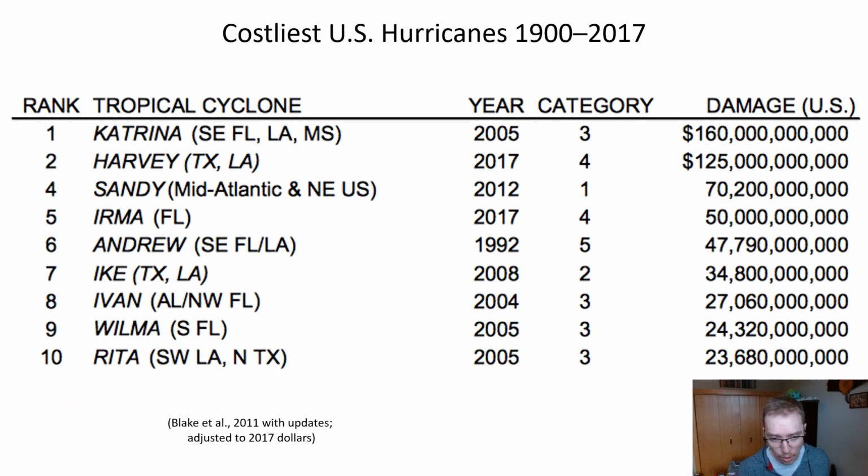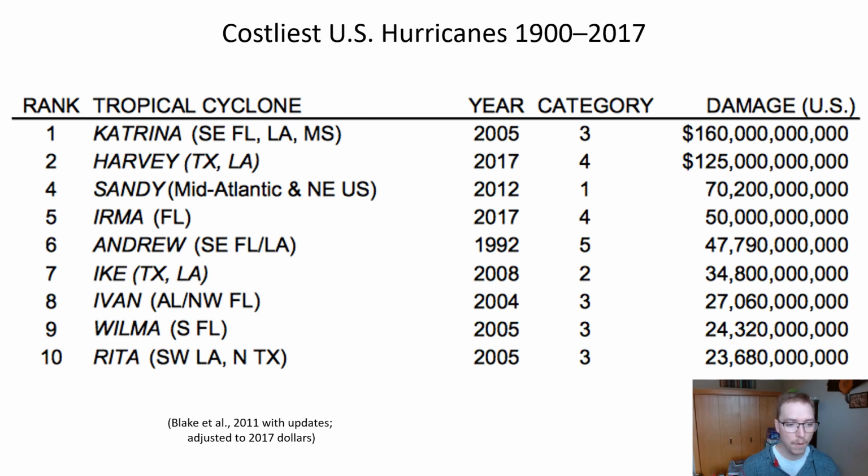Now, if we look at the costliest hurricanes, this is from Blake et al. 2011, updated and adjusted to dollars in 2017 when these figures were put out. Katrina, by and large, 160 billion USD. Harvey, shortly thereafter. This is right before Hurricane Ida came ripping through. Sandy, Irma, Andrew, Ike, Ivan, Wilma, and Rita. If you were to tally those up, that would be an incredible amount of money that we've had to spend on damages from these types of hurricanes.